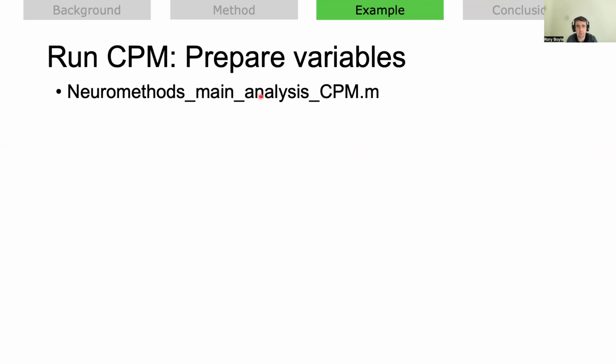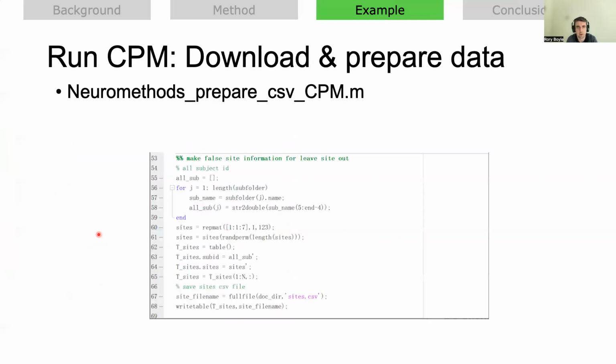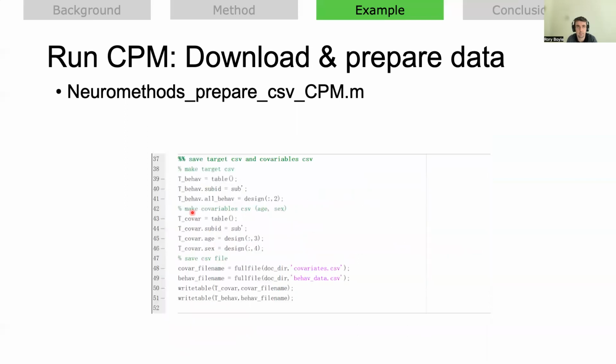So then you want to open up the main analysis script. And you will need to enter some further information here. First of all, you want to check that the file paths are correct and consistent with the previous script for your machine. You then want to enter your target variable name. Here we've entered IQ. You then want to enter a name for your output file, so model name. We call that IQ-CPM. And then you want to make sure that your number of participants is correct, so 861. Sorry, I'm just remembering, in the previous example I by mistake left this as n equals 20 when I was just testing something. So this should be n equals 861. Just be careful with that.